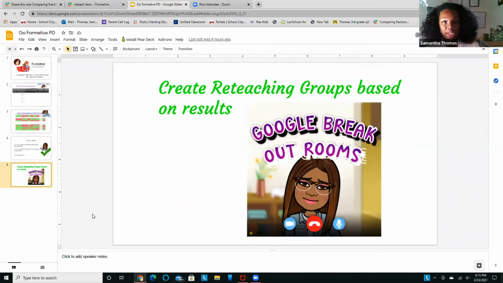So, again, once you have collected your real-time data, then you can create those breakout groups where you're working with those students based on their needs, based on the data that you have collected. Depending on the number of questions that you have, this can be done very quickly, and you could be having your stations like you would do in non-COVID times.